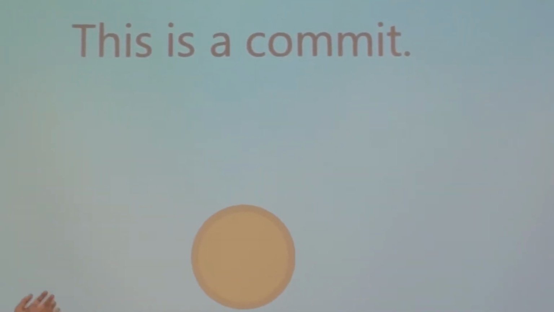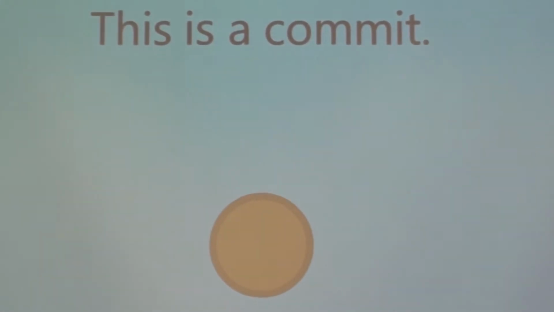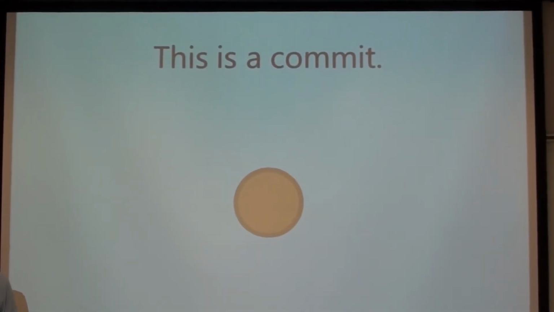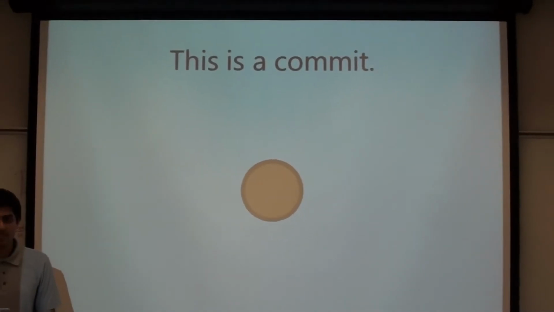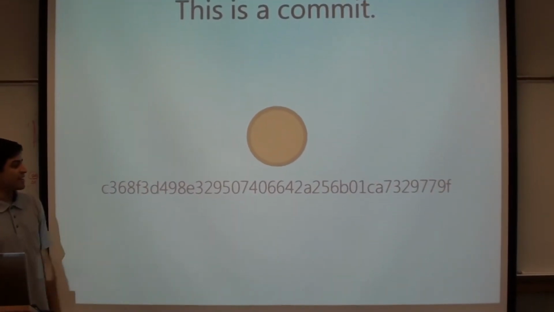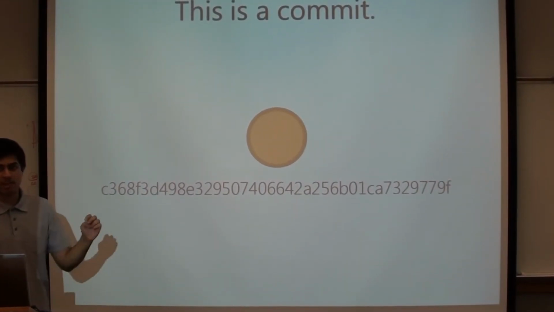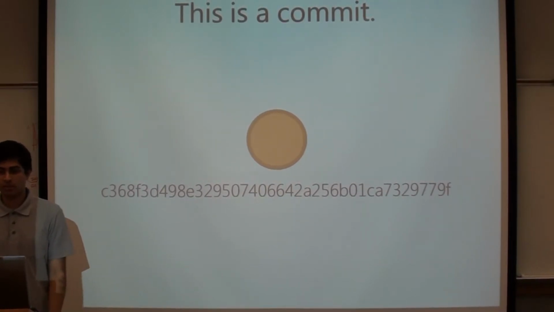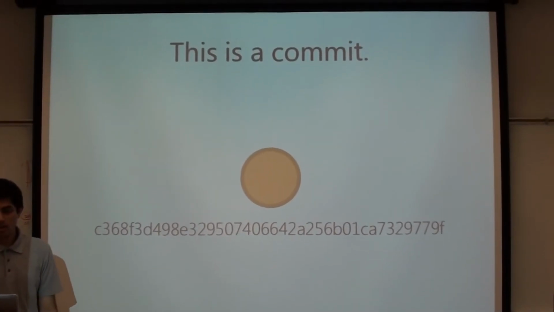So I'm going to represent a commit using a circle here. So this is our commit. And every commit gets put through some hash function which generates this gigantic mathematical number, which is represented in hexadecimal, and that represents that commit. And that's how Git works. Other version control systems don't quite work that way.